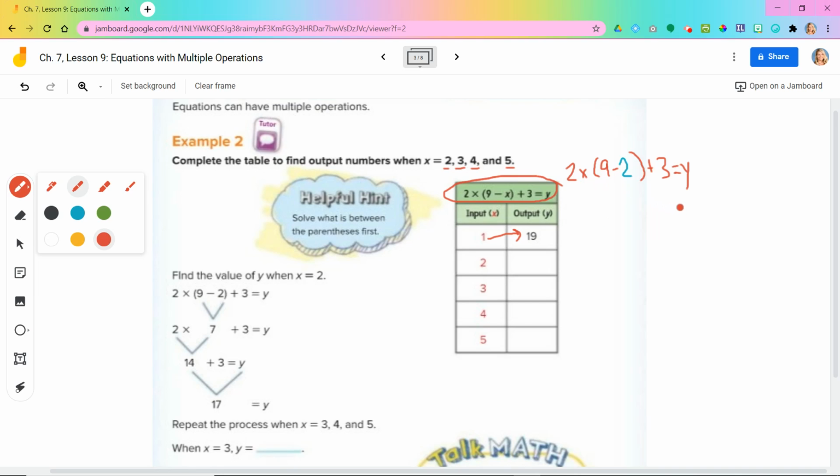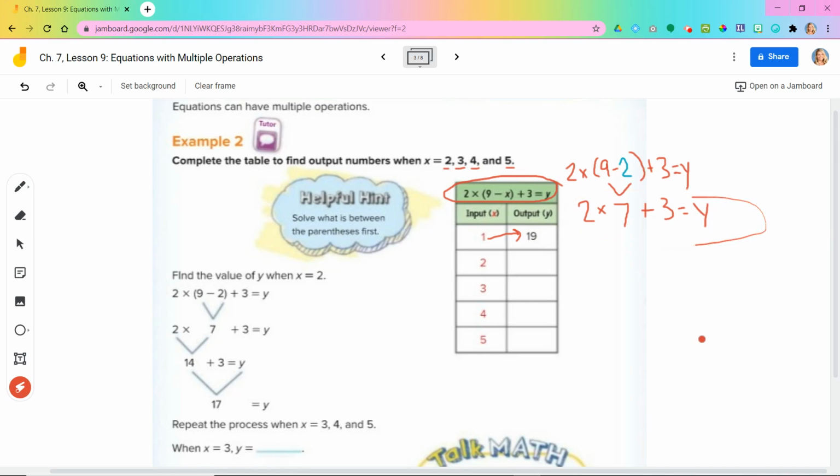So I have 2 times (9 minus 2) plus 3 equals y. So of course, using PEMDAS, we do what's in parentheses first. 9 minus 2 is 7. Drop down 2 times 7 plus 3 equals y. This is one of the main reasons why I want you to write these down, because right here, you need to see that your next operation is that multiplication, because multiplication comes before addition in our PEMDAS. So I get 14 plus 3 equals y, and my y equals 17.